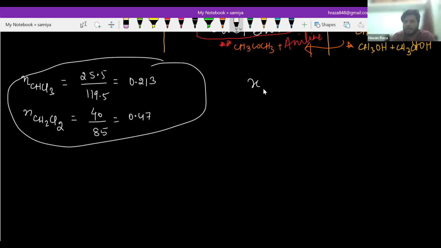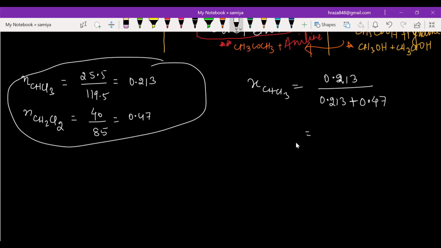So if you are going to calculate the mole fraction of CHCl3, chloroform, it will be 0.213 upon 0.213 plus 0.47. Sir, is the mole fraction 1.47 for chloroform? What mole fraction? Mole fraction cannot be greater than 1. Just keep it in mind.